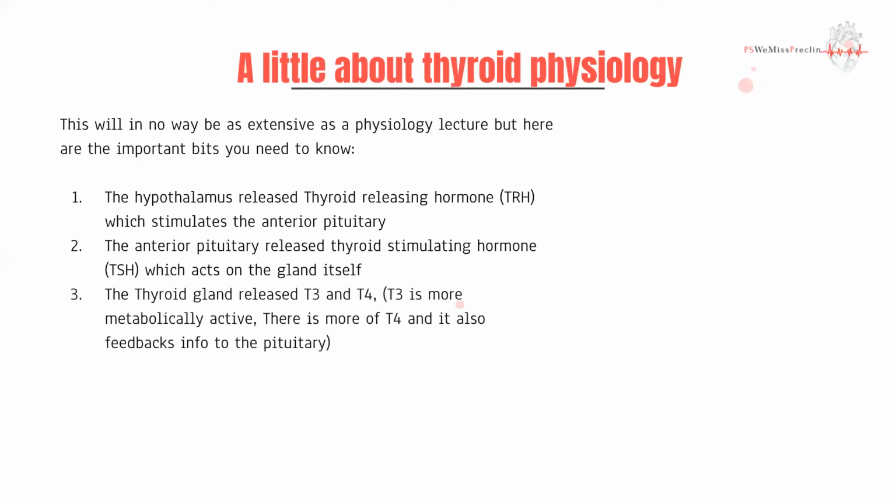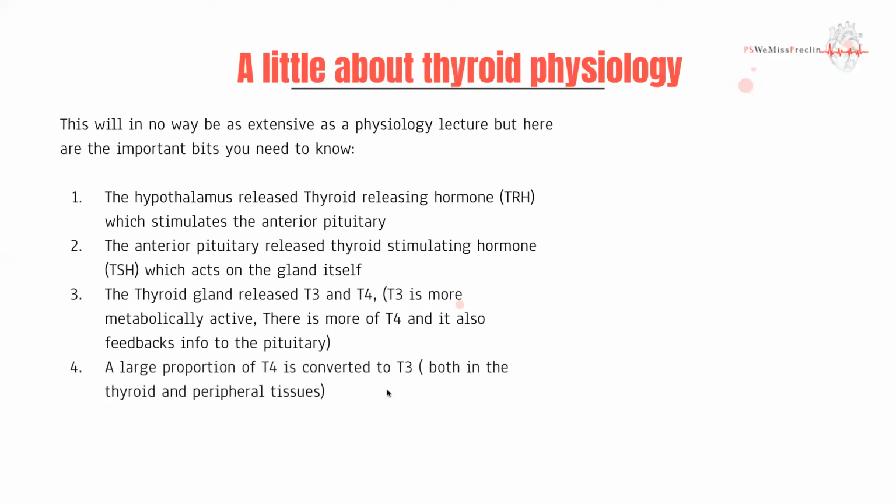T3 is more active, while there is more of T4, and both of these hormones feed back to the pituitary and closely interact with TSH. A large proportion is converted from T4 to T3, both in the thyroid and peripheral tissue. And this is relevant because one of the anti-thyroid medications we use, PTU or propylthiouracil, prevents this peripheral conversion.